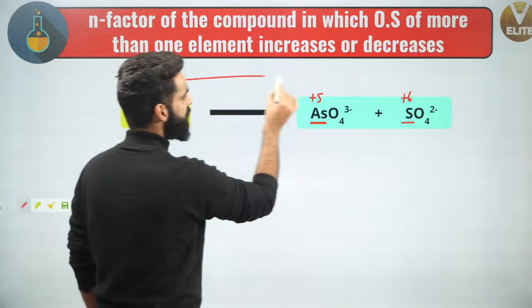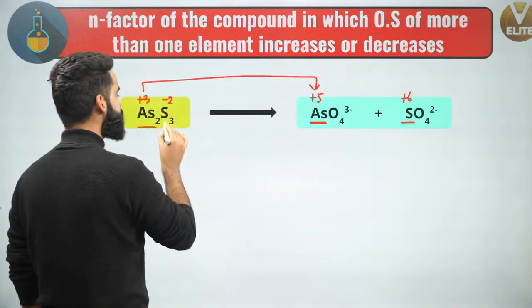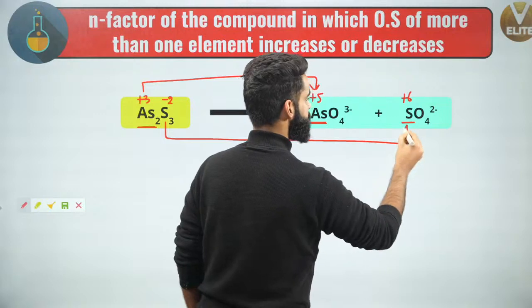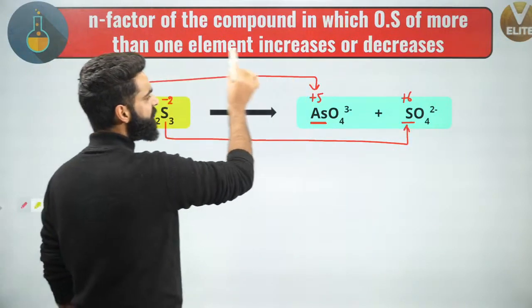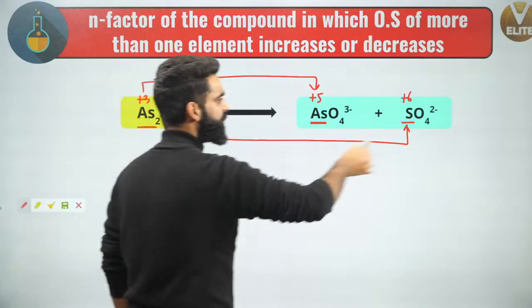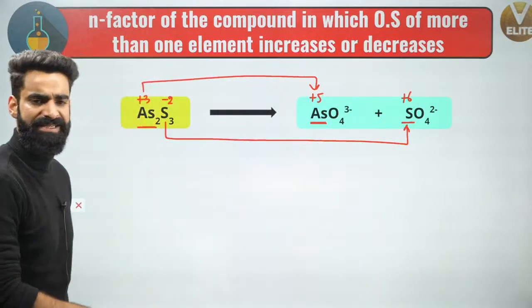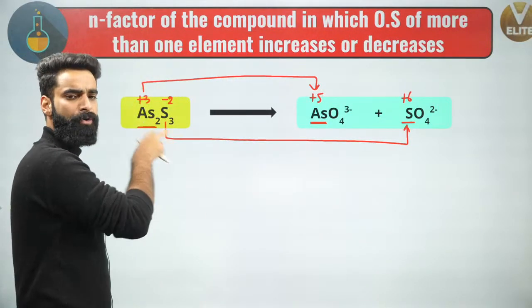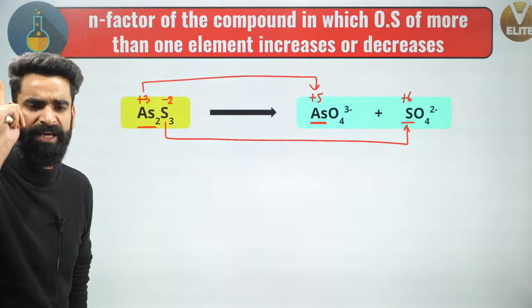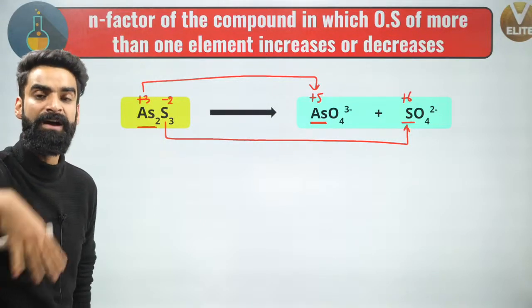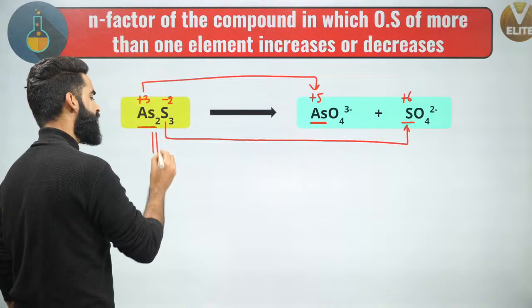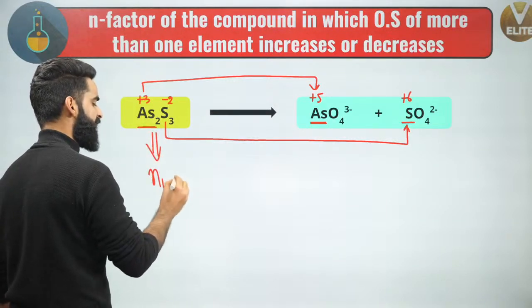Oxidation state of As is changing from +3 to +5. Oxidation state of sulfur is changing from -2 to +6. Can I say the oxidation state of arsenic right here is increasing? Oxidation state of sulfur also is increasing. So this is an example of a compound in which the oxidation state of more than one element increases at the same time. How do we calculate their n factors? Simply, the n factor of this compound is going to be n1 plus n2.